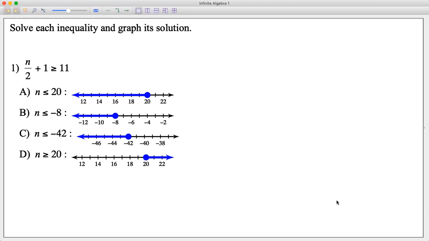So we just solve it. I mean, the steps don't change. The one procedure that changes is if you ever multiply or divide by a negative number, you flip the inequality. Get rid of the one. Because to get rid of minus one, you add one. What am I going to write? 20.